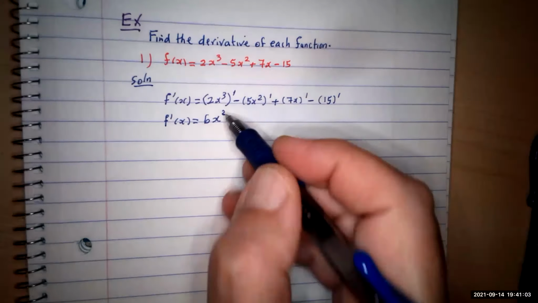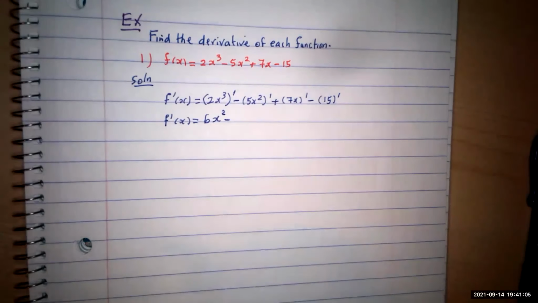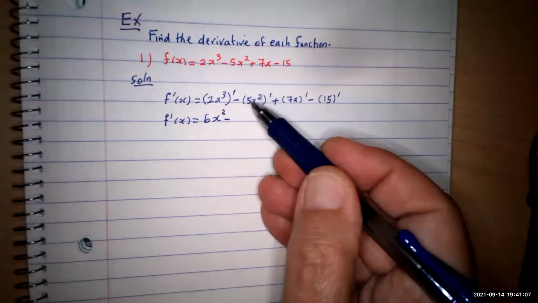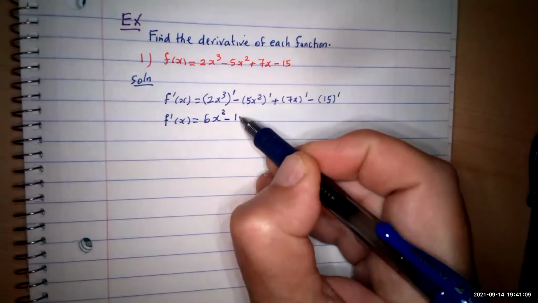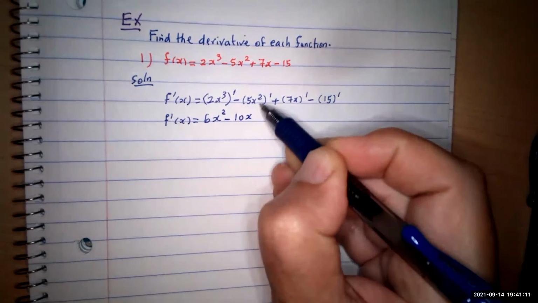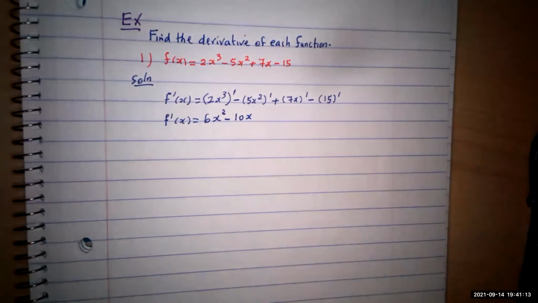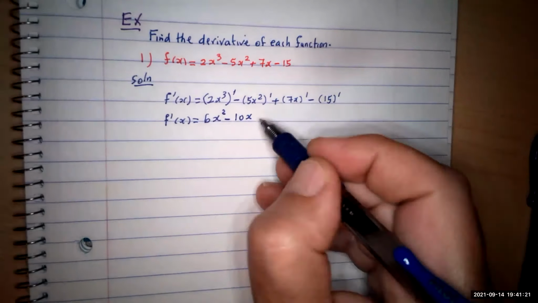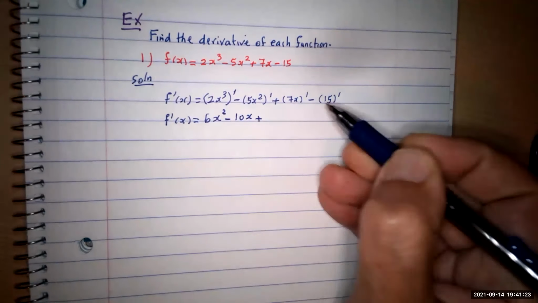Minus. The second one, do the same. 2 times 5, 10. 10x to the 1 down. This is 2, 2 minus 1 would be 1. We don't write the 1, so it will be 10x. Question?